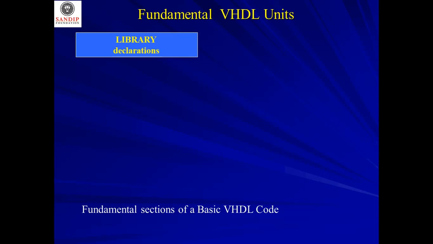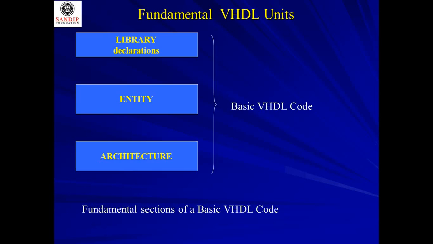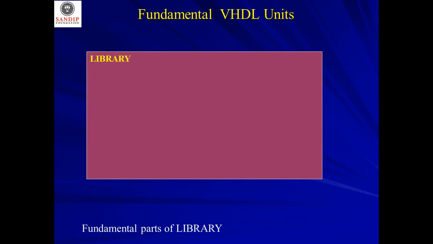Now let's discuss the fundamental units of VHDL language. VHDL language consists of three fundamental units. First, library declaration. Second, entity. Third, architecture. These are fundamental sections of basic VHDL code.